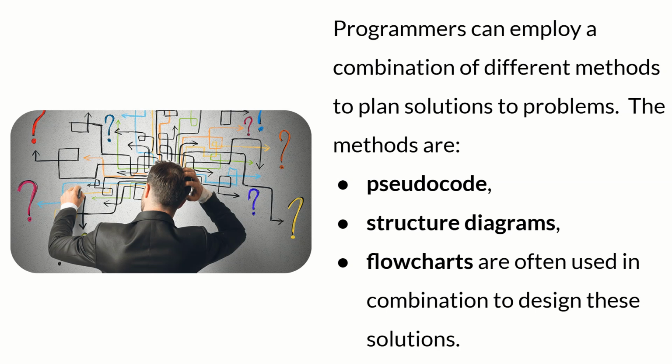Okay. So we've already seen the pseudocode. We've also seen the structure diagram, also seen the flowchart. Which part or which level of the software development lifecycle do we implement the pseudocode, the structure diagram, and the flowchart?